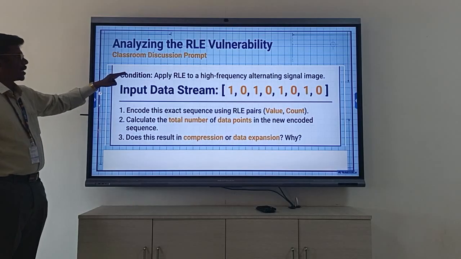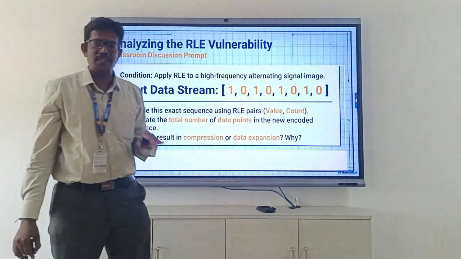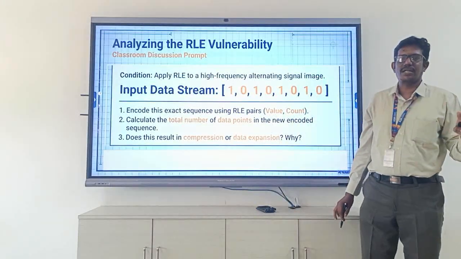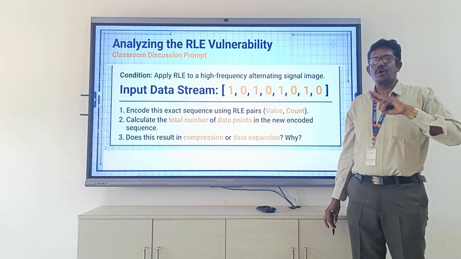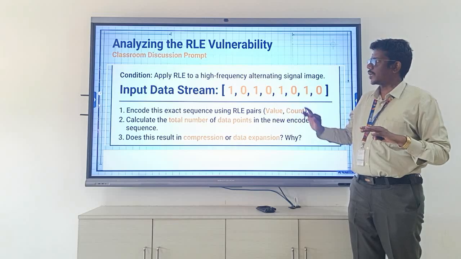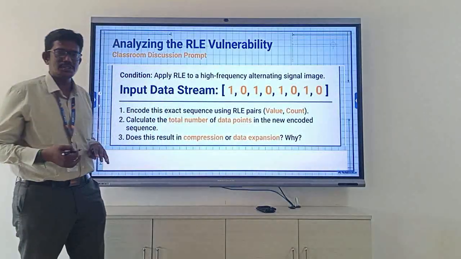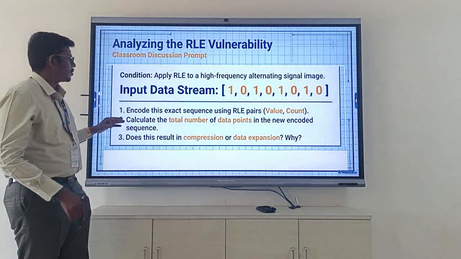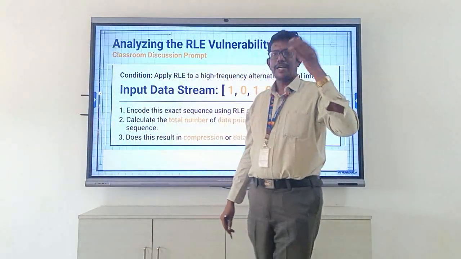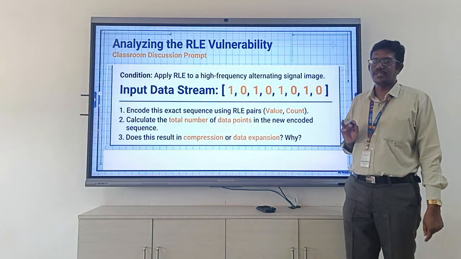The condition is to apply run length coding to high frequency alternating images. If the different pixel values in the matrix or image are irrelevant, and there is no correlation between the overall pixel values, then we are not able to apply RLE. If we apply run length coding there, the compression ratio is very minimal. So whenever the information sequence of data or matrix representation has highly correlated adjacent values, we have to use run length coding.